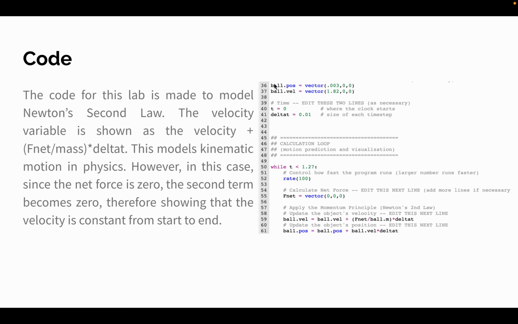So if we can see in lines 36 and 37, the vectors that initialized the position and the velocity of the ball were taken from the initial conditions from Tracker. So this was the 0.003 meters, that was where the position started. And the initial velocity was 1.82 meters per second. And then the final time, t, is the final time that it took in Tracker.